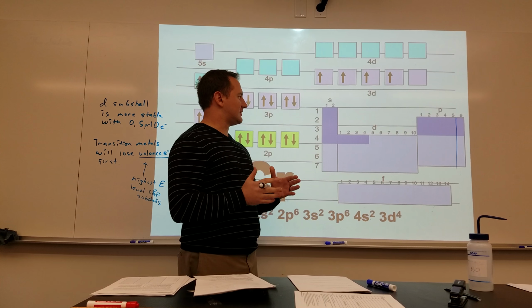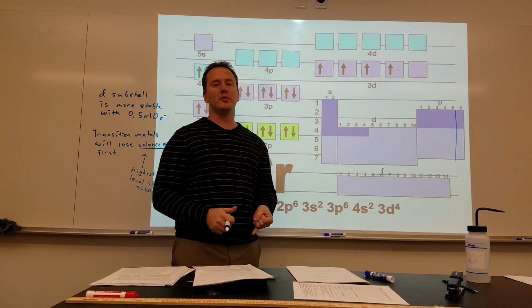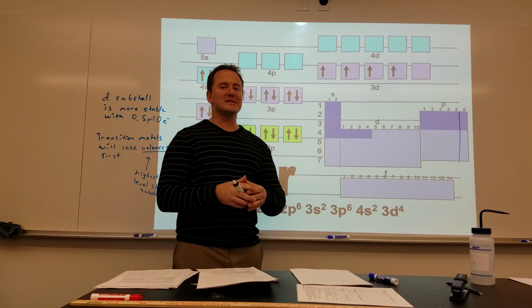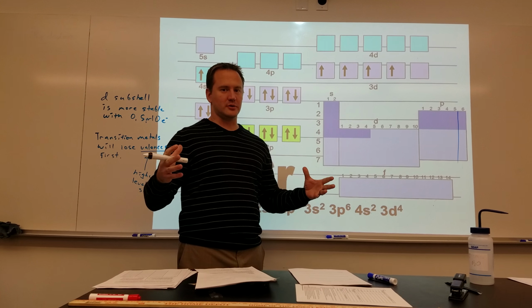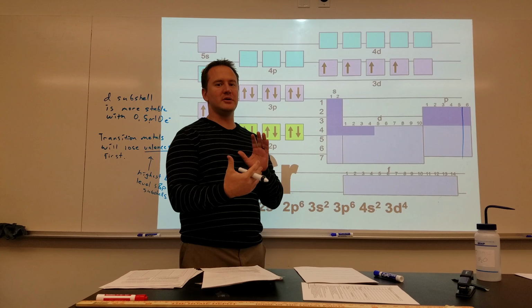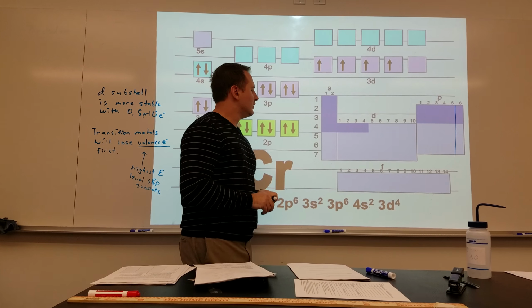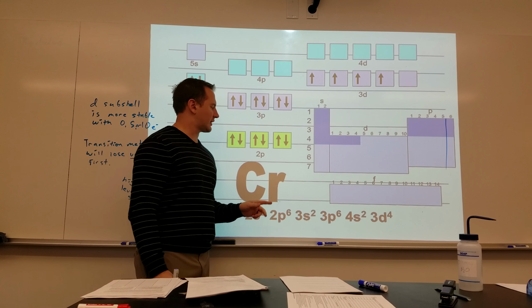Most importantly, the D subshell is most stable when it has 0, 5, or 10 electrons. When it has any of those situations, they're symmetrical. They're balanced. There's the same amount in each of those orbitals, and that adds some element of stability to the atom. So the first exception I want to look at is chromium.